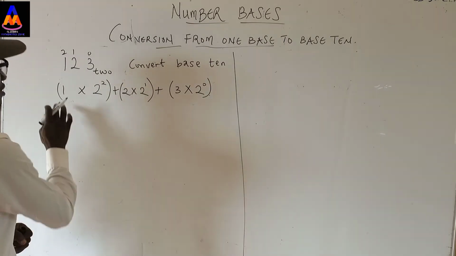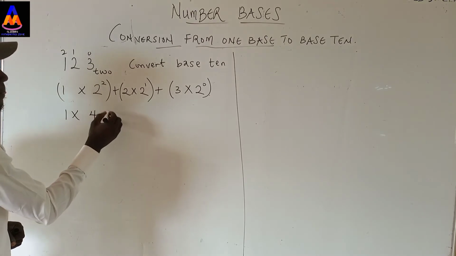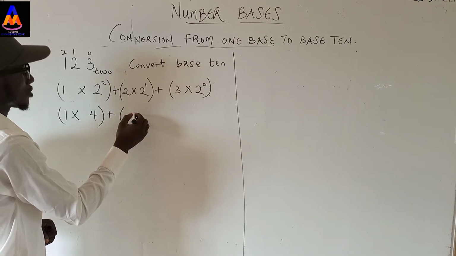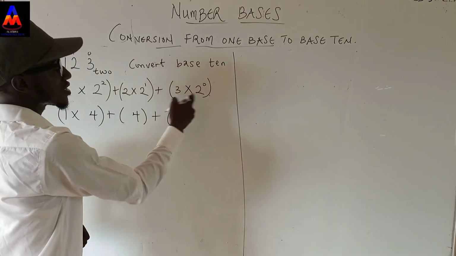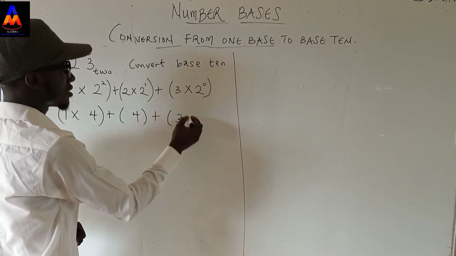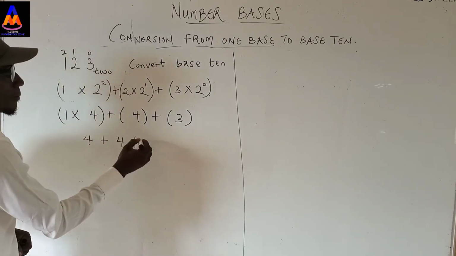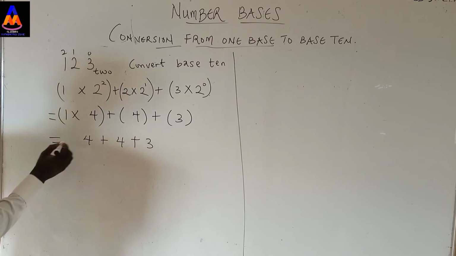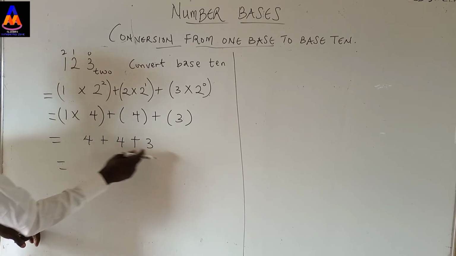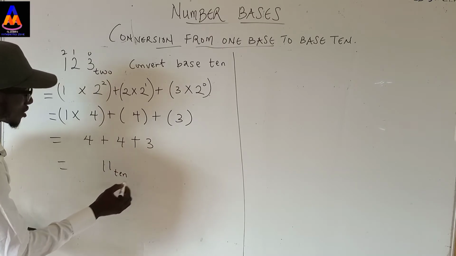And when we are expanding it, let's go. This is 1 times 2 raised to power 2, this is 4, plus this one is 2 times 2, which is what? 4, plus this one is 3 times 1. Indices: anything raised to power 0 is 1, so this is 3. Then we go again, this is 4 plus 4 plus 3. Don't forget to put your equals to, it's very important in mathematics. Then we go again, this is 4 plus 4, 8, plus 3, 11. So this is 11, and you either write base 10 or you just leave it like that.